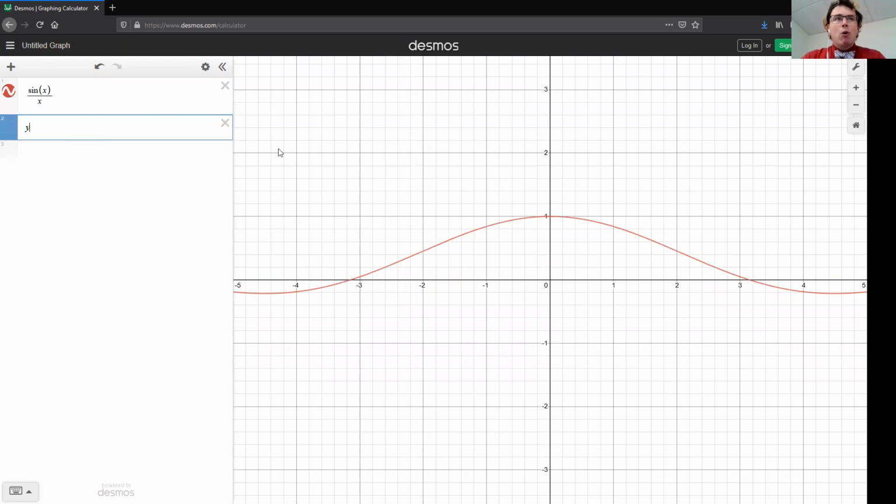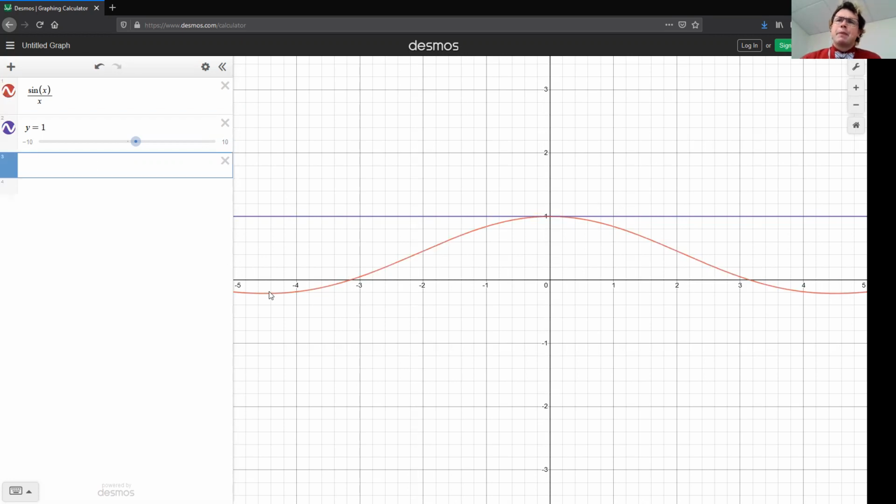So I'm going to graph y equals 1. It's a horizontal line. And hey, cool, my graph of the function is always less than that. So what's my lower bound going to be? My squeeze theorem requires me to have an upper bound and a lower bound. And as those two bounds get closer together, the function that I care about is literally squeezed in between them.